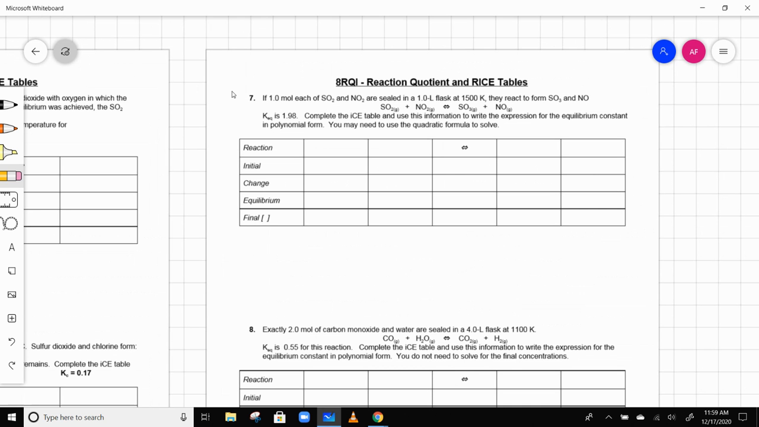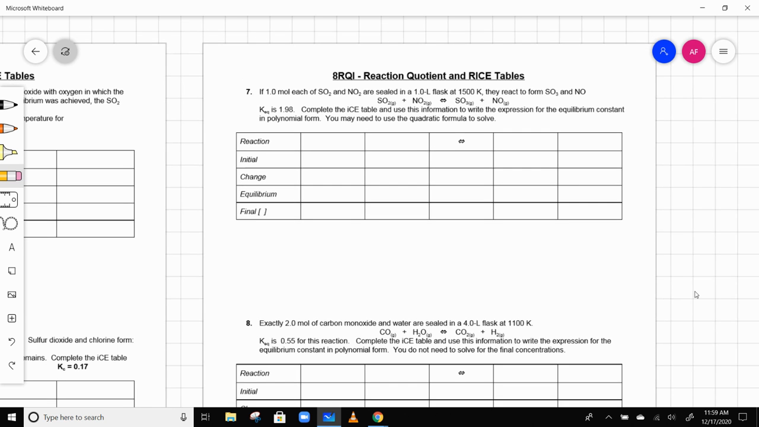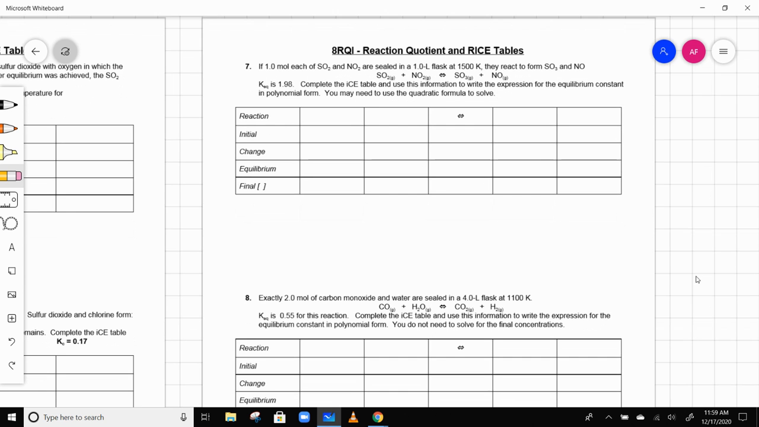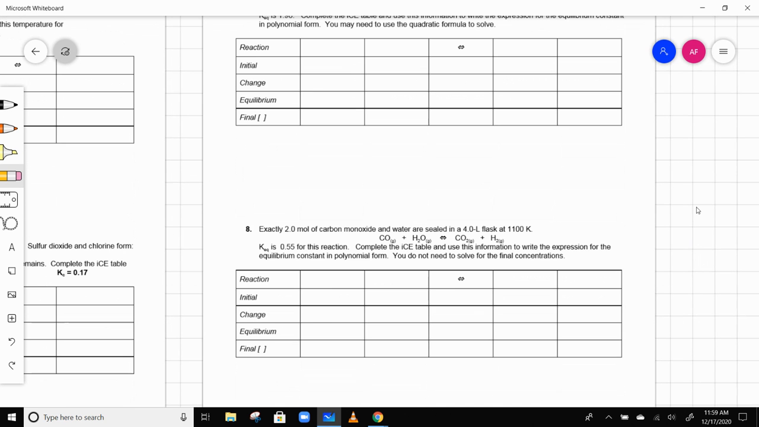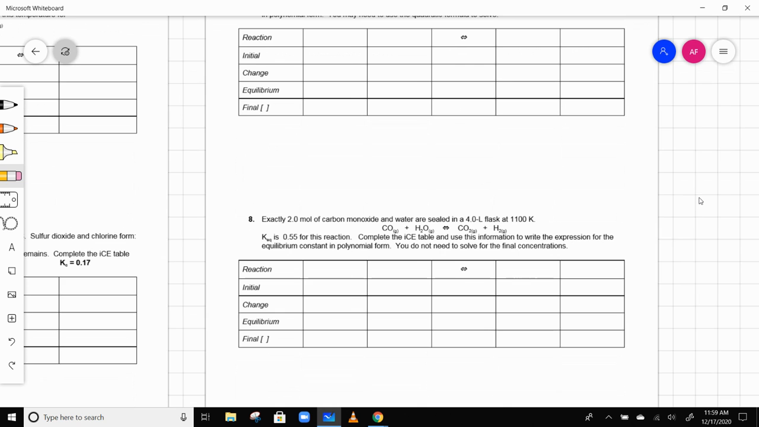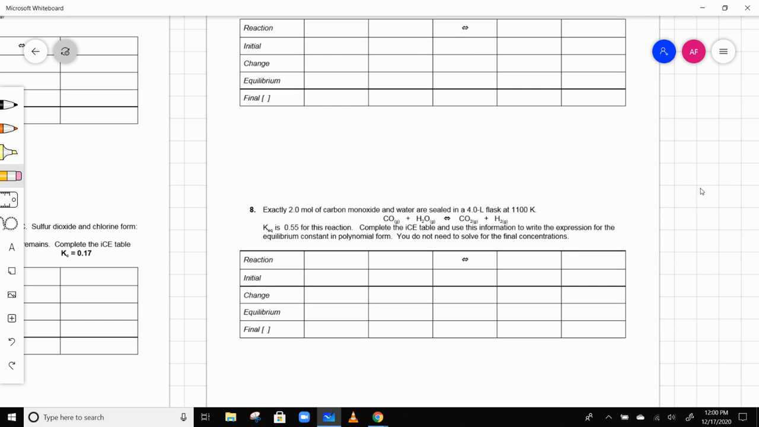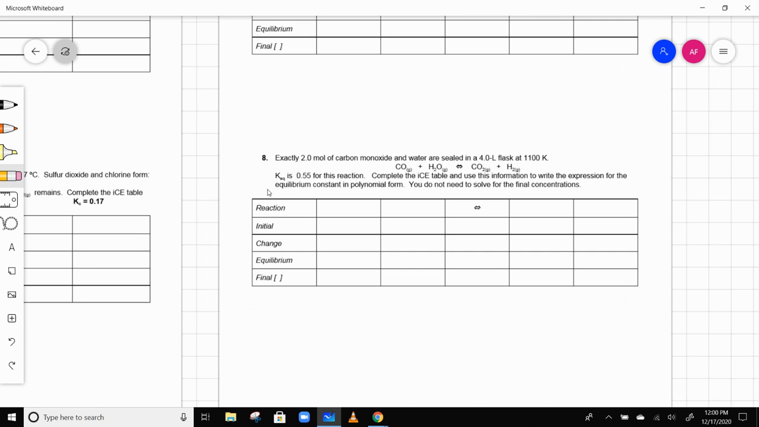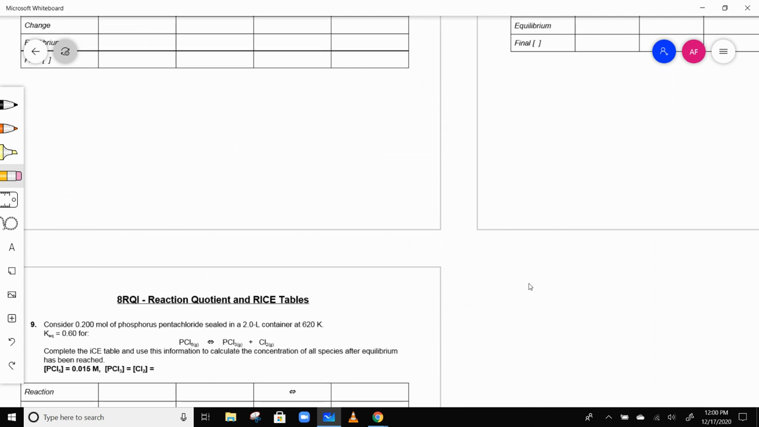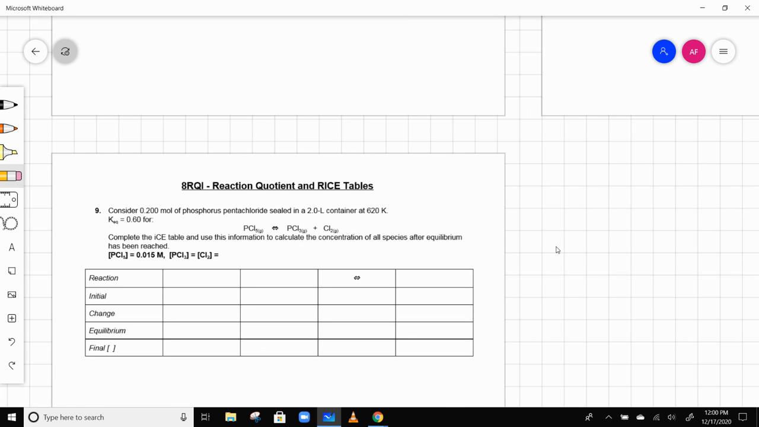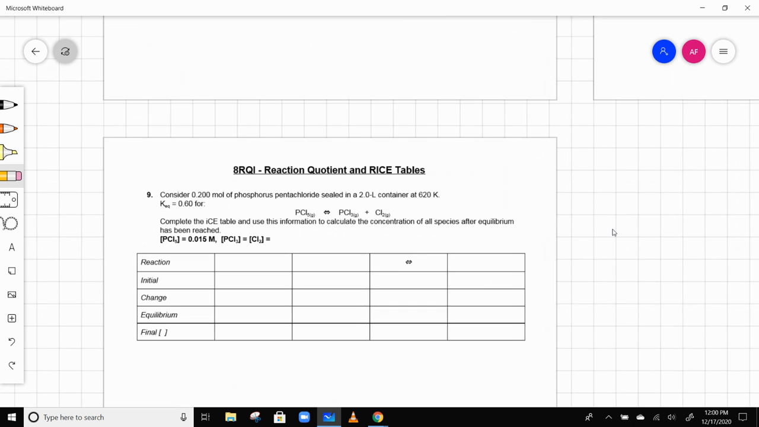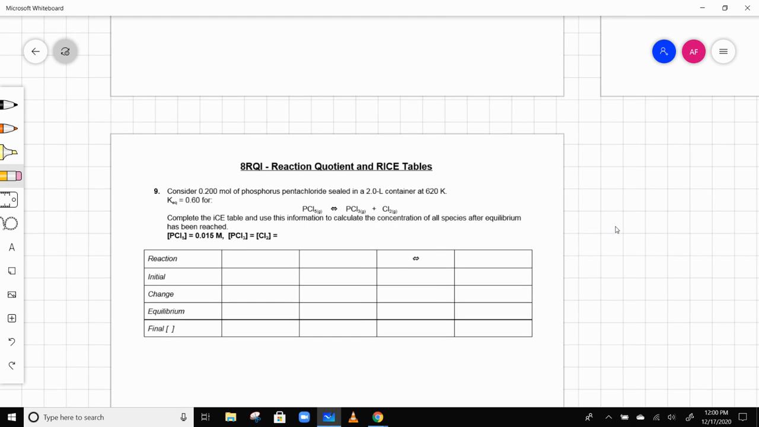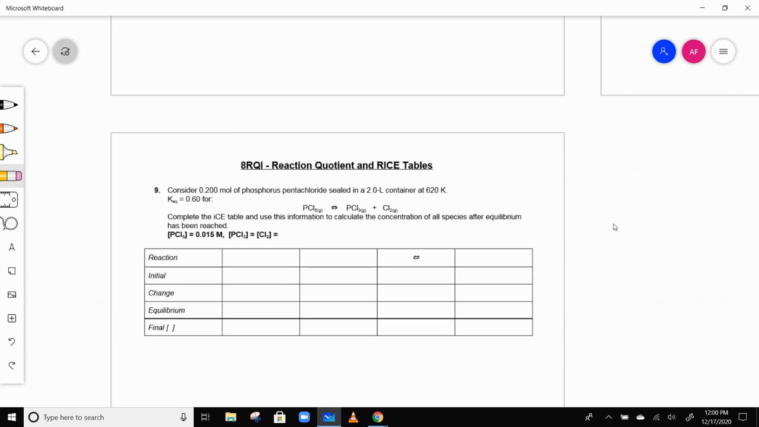Number 7 is just like number 3 and 4 and 5 that we've been doing. Let's see here. I think number 8 is very similar to that. Number 9 is, I think, the hard one. Yeah, this is the hard one.